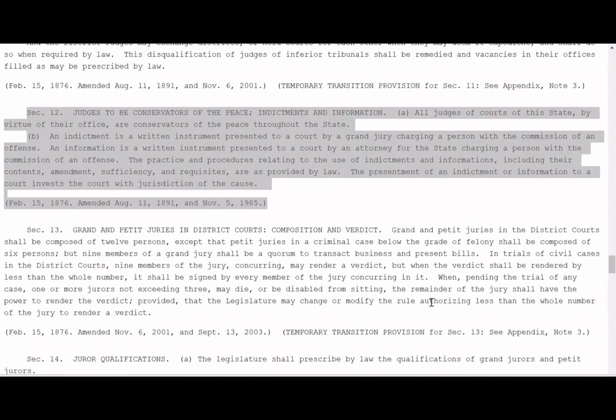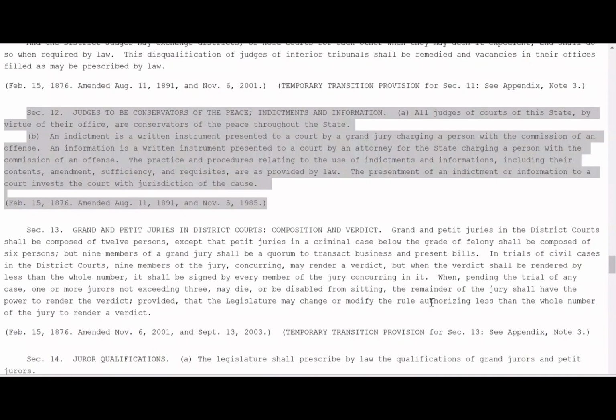Again, that was last legislated February 15th, 1976. It was amended August 11th, 1891, November 6th, 1973, and November 5th, 1985. There's nothing in here about family district courts. And if you keep scrolling to section 12, this is the part I want you to really try to understand and comprehend.